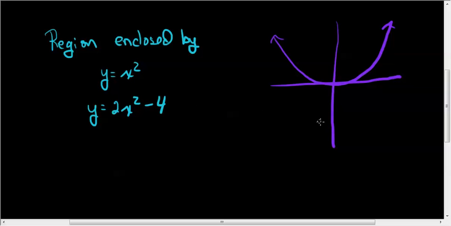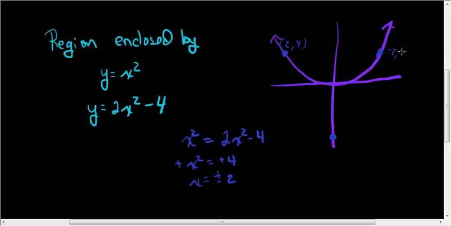Well, at 0, it's down here at -4. X equals 2, where is it? Well, I'm going to set them equal to each other anyways. So let's find out. So x squared equals 2x squared minus 4. So negative x squared equals -4. Positive, positive. So x equals plus or minus 2. So at x equals 2, they both have a value of 4. All right, yes, that's correct. At 2, I'm at 4, and at -2, I'm at 4.